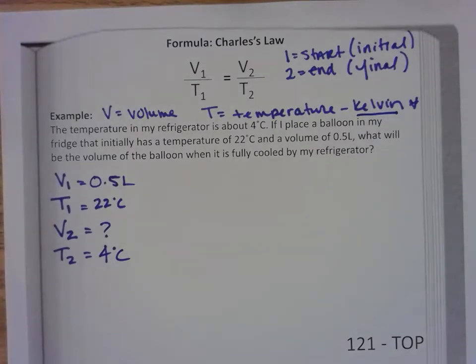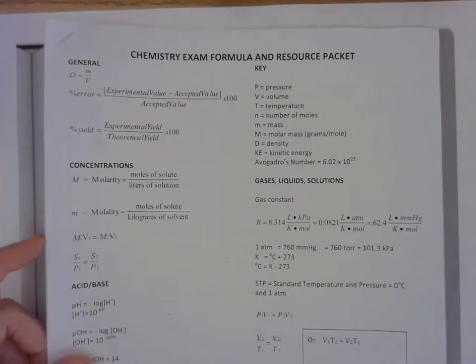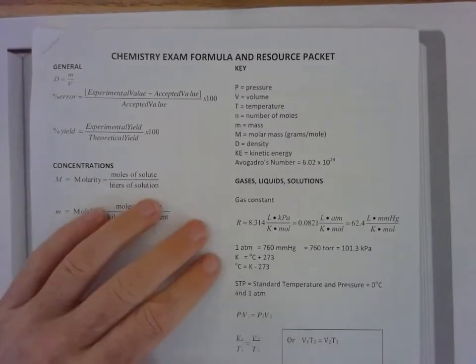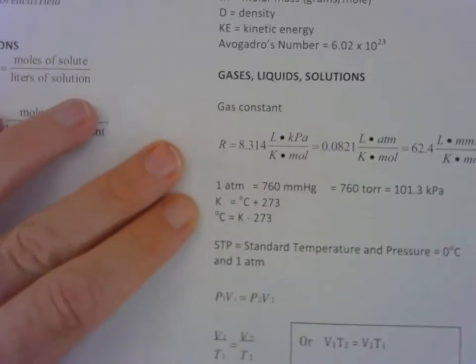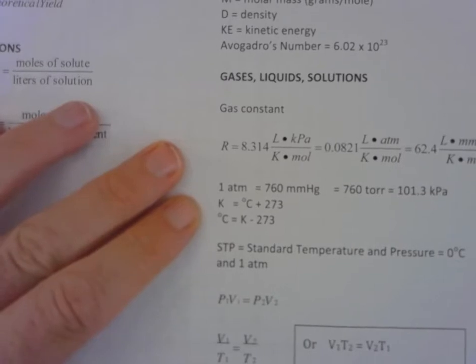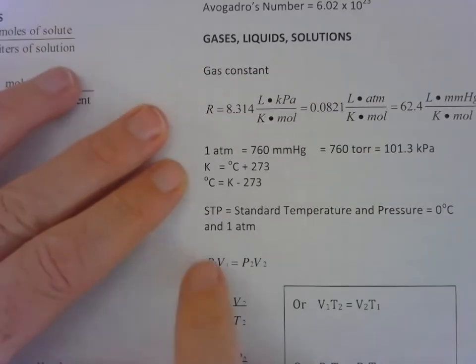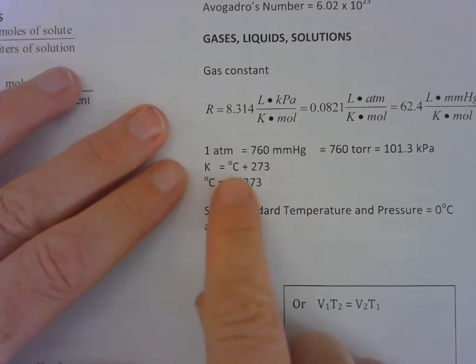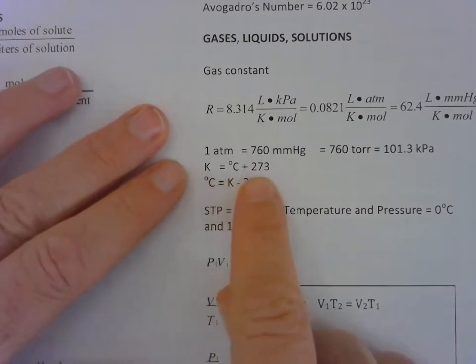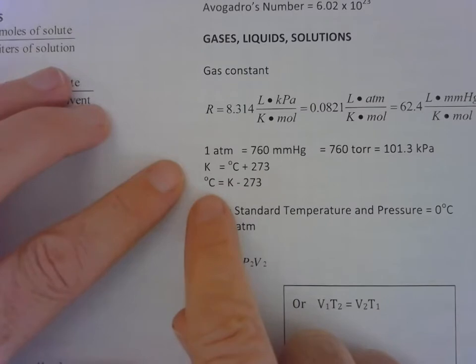So we're going to go to our district packet. Here is our district resource packet, and if you take a look right here, if I'm looking for Kelvin, I take my degrees Celsius and I add 273. If I'm looking for Celsius and I'm given Kelvin, I subtract 273.